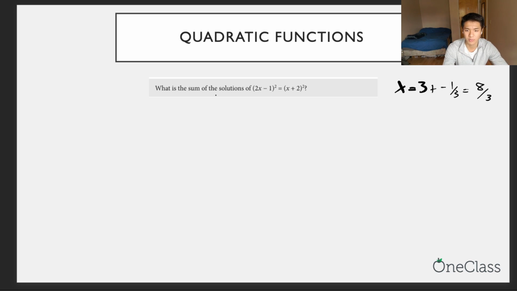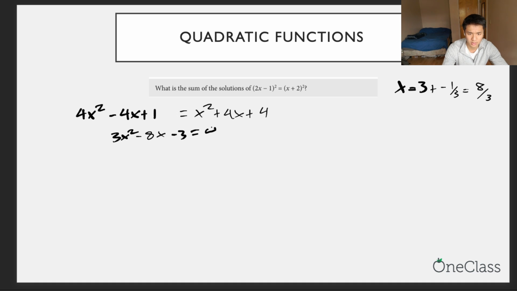So we have 2x minus 1 squared on this side. That's going to simplify to 4x squared minus 4x plus 1. The next thing we have on the left side is going to be x squared plus 4x plus 4. We have x squared on both sides. We subtract, so we get 3x squared. 4x is on both sides. Minus 4x on both sides, we get negative 8x. And then minus 4 on both sides is going to give us negative 3, and that's going to give us 0 on this side.